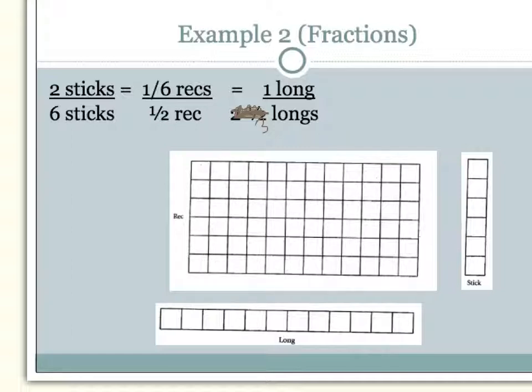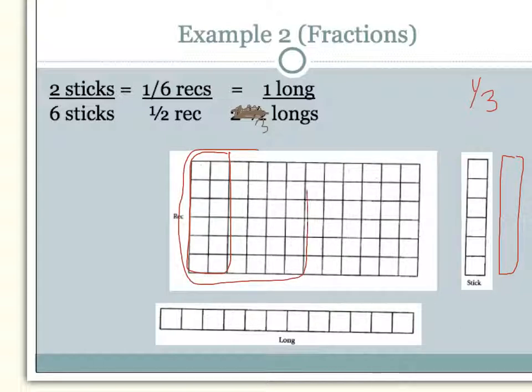Moving back to part-to-whole relationships, if you consider 2 sticks relative to 6 more sticks, the relationship between those two quantities is 1/3. And then if you think about 1/6 of a rec, which is right here, relative to half of a rec, again the relationship is 1/3.